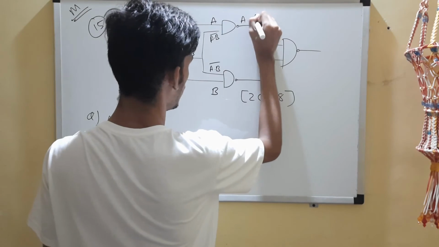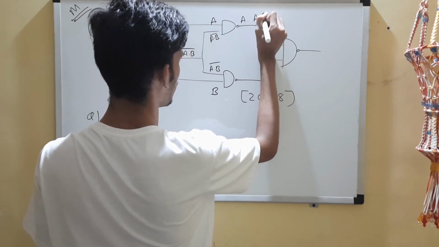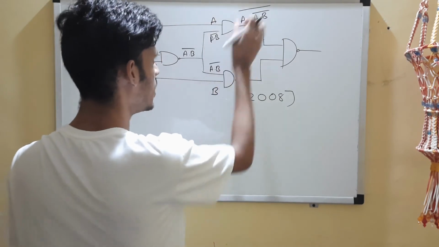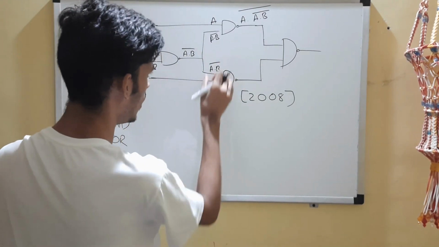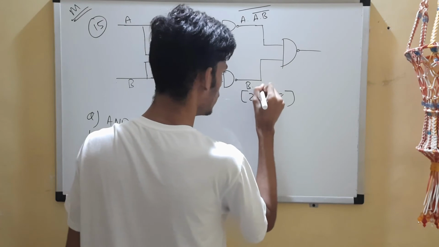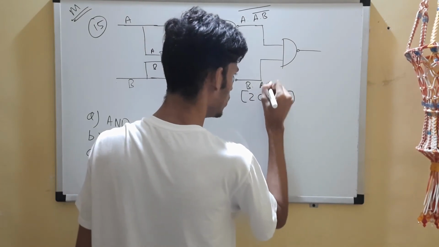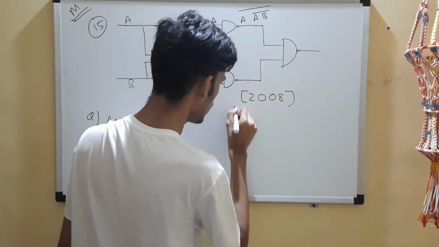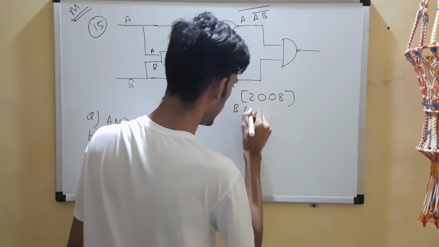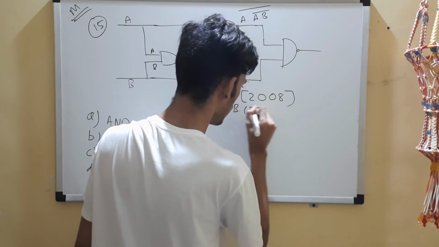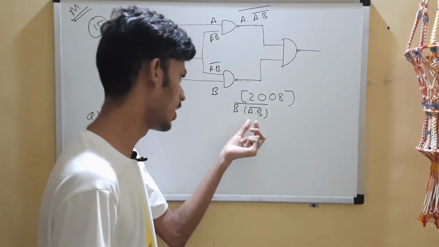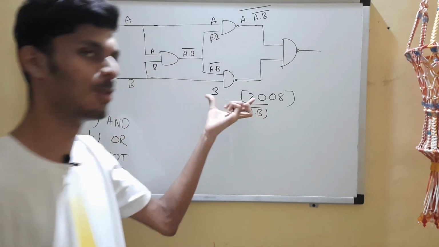So A into (B the whole complement) and take the complement. Multiply the inputs, take the complement. Here also multiply the inputs: B into (A into B) the complement. Wait, I'll write it over here. B into (A into B) the whole complement, again the whole complement. So B into (A into B) the complement, the whole complement.